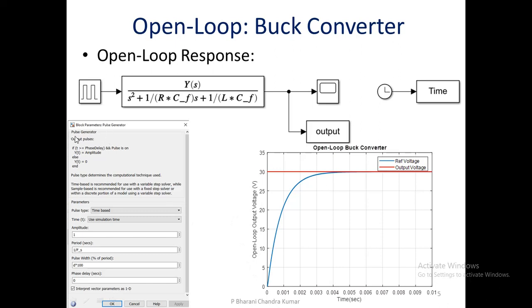So how do we get this duty cycle? This is nothing but the pulse generator, and we are generating the period as 1 by sampling frequency, and the pulse width we have got is 0.3, but it is in percentage of period, so that's why we are multiplying by 100. You see this is the open loop response, and because it has been designed for 30 volts of output, you get exactly 30 volts, taking about 0.002 to 0.003 seconds to settle down. There is no overshoot as well.